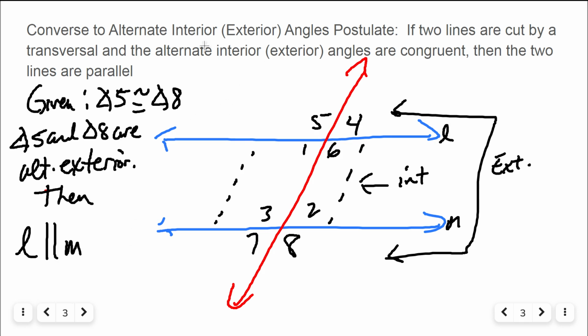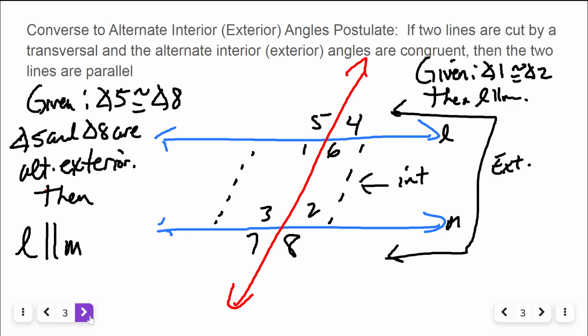Okay? It also works with alternate interior angles. So if I give you, let's say angle 1 is congruent to angle 2, well, these are alternate interior angles, right? They're in the interior, alternate sides, okay? They're alternate interior angles, 1 and 2, and I told you they're congruent. Then L is parallel to M. You can make that conclusion.